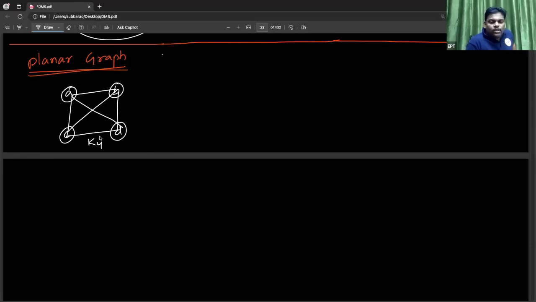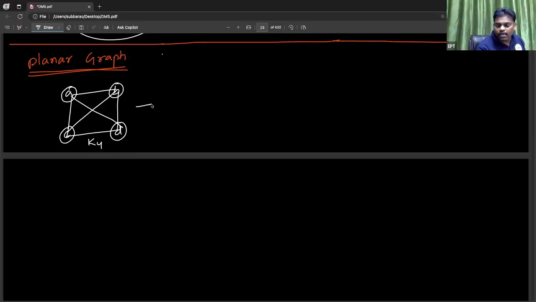Please concentrate on this also. You have done decent work till now, very good work. Can you concentrate on this also? This is the highlight of today's class. Topic is planar graph, but I have written K4.